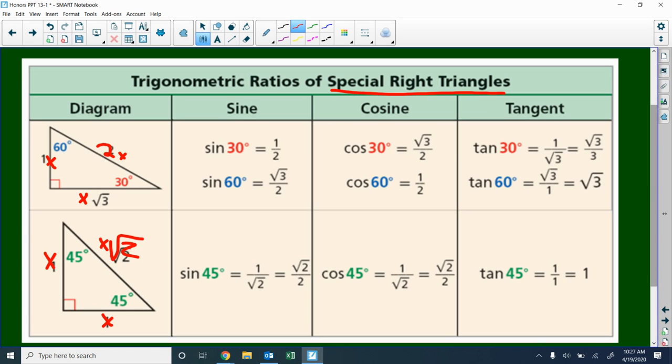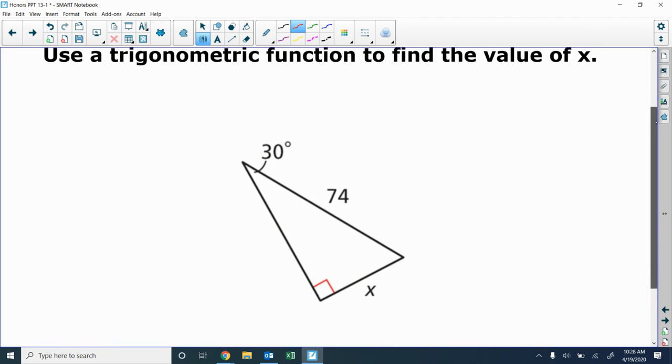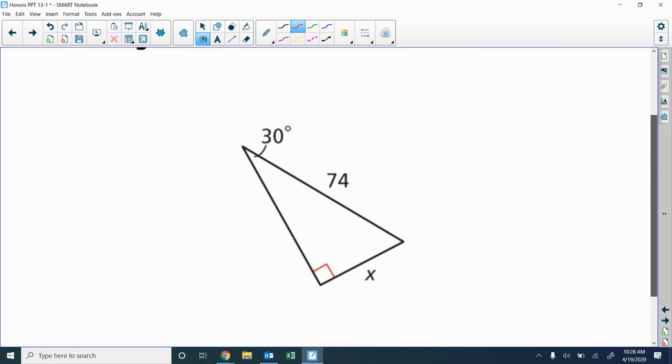And these are things you probably need to try to commit somewhat to your memory normally. But obviously, you'll be able to look it up in a book. Let's take a shot at one right now. So we have the 30, 90, and of course, that would make this 60 here. It has to be. So here's how these are all going to work, and I suggest that you go ahead and label. The hypotenuse is 2x, the short leg is x, the long leg is x square roots of 3.